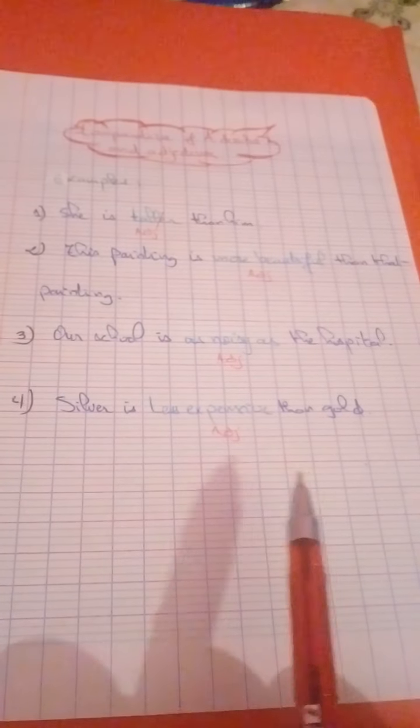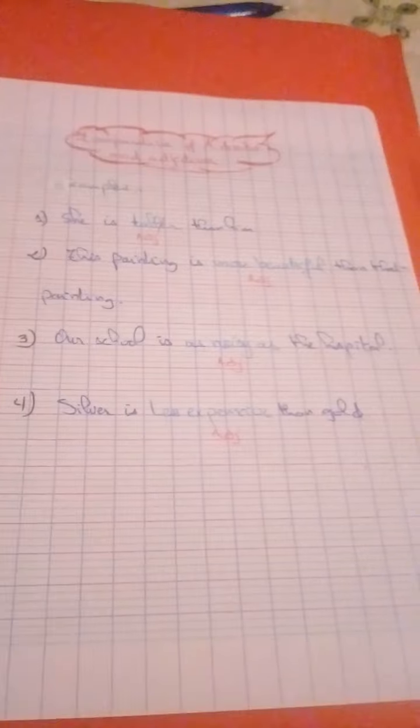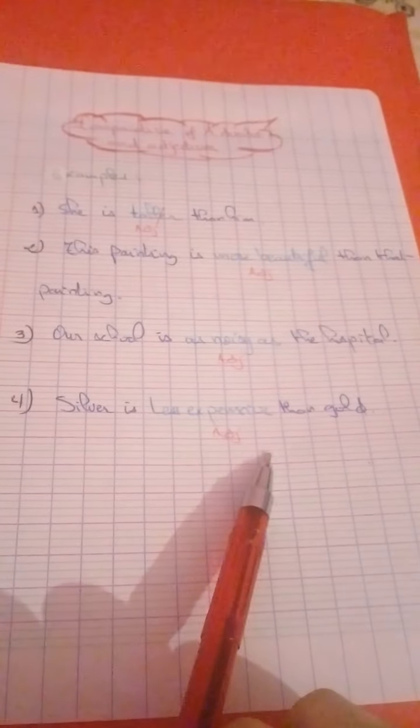Silver means فضة. Expensive الغلاء. Gold ذهب. So silver is less expensive than gold. It means less أقل. So here the adjective is expensive. Is it short or long? It is a long adjective. And we used less in order to say that silver is less expensive than gold. And here when we always use less, it is comparison of inferiority.